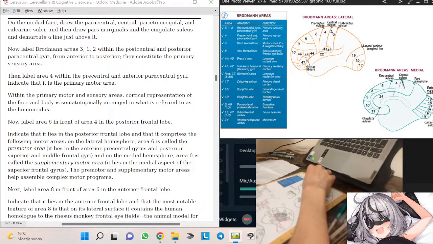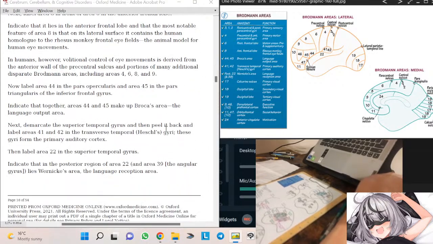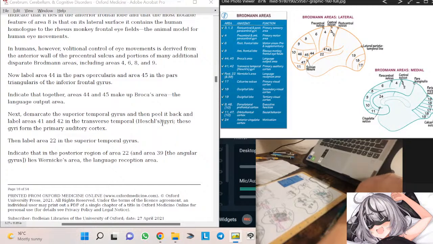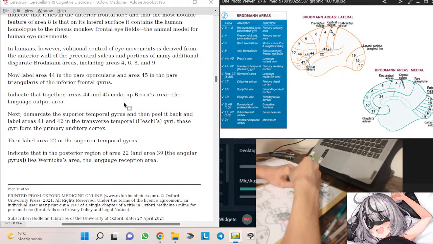Next, label area 8 in front of area 6 in the anterior frontal lobe. Indicate that it lies in the anterior frontal lobe and that the most notable feature of area 8 is that on its lateral surface, it contains the human homologue to the rhesus monkey frontal eye fields, the animal model for human eye movements. In humans, however, volitional control of eye movements is derived from the anterior wall of the precentral sulcus and portions of many additional disparate Brodmann areas, including areas 4, 6, 8, and 9.